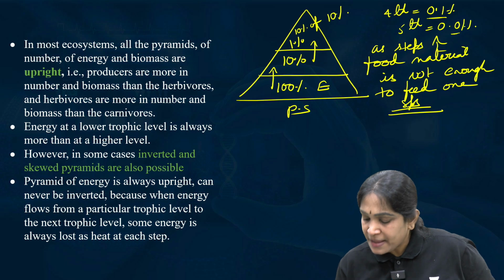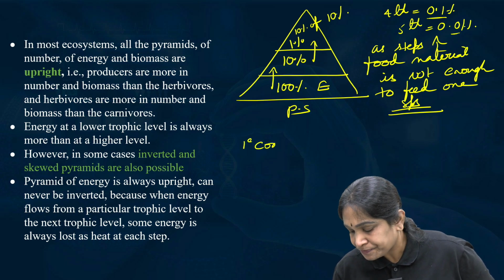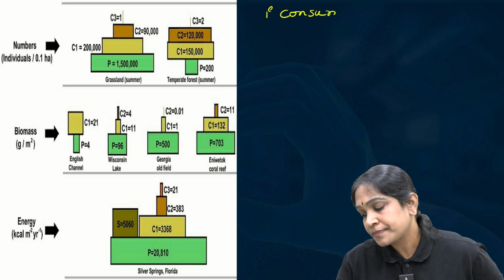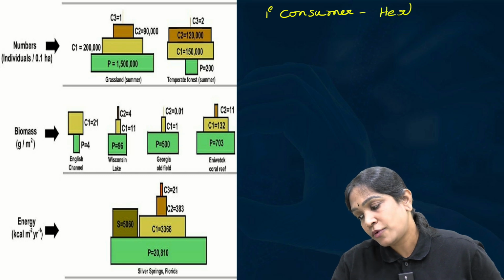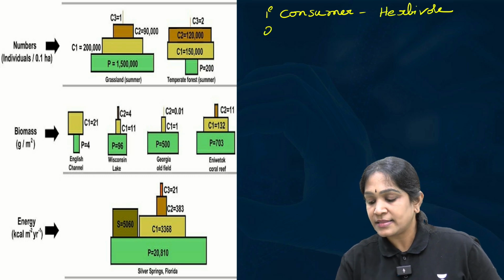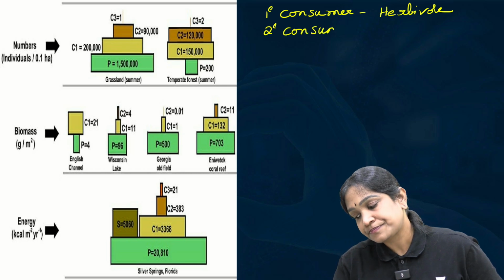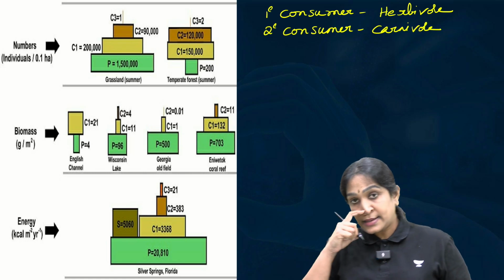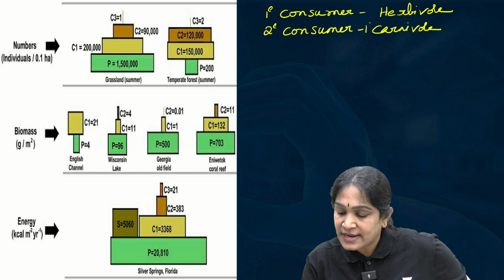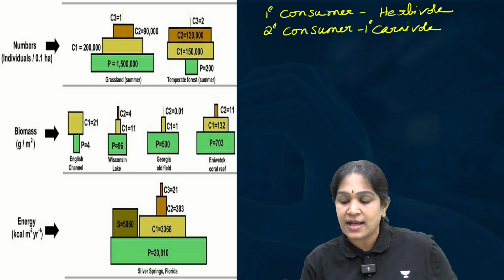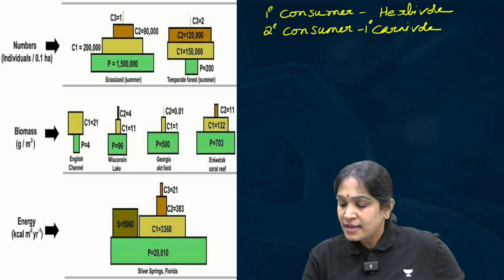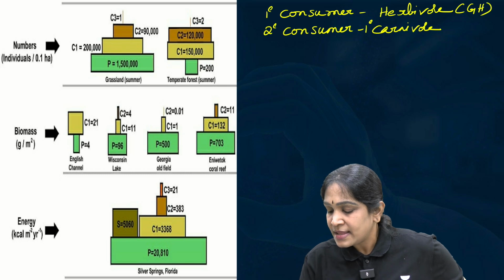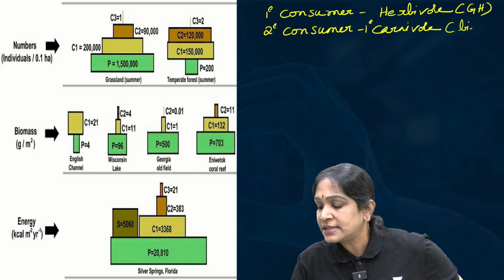This primary consumer is called herbivore, and the secondary consumer can be called as carnivore, and this can be more appropriately called as primary carnivore. Primary carnivore, like for example, herbivore example, let us take grasshopper. Then the primary carnivore is that bird.